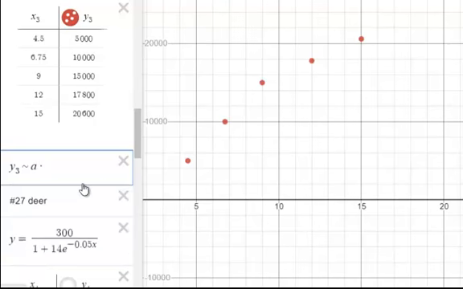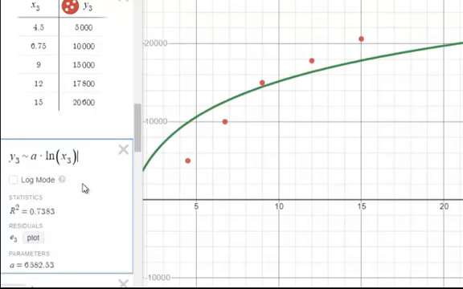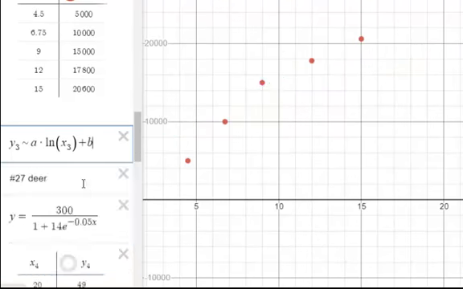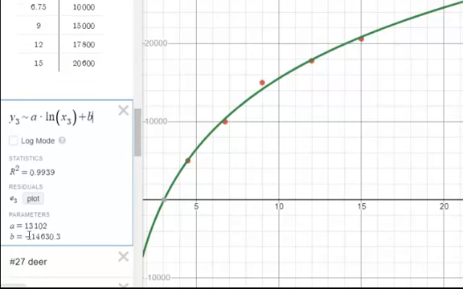Times x3, and then I'm going to put a plus b on there, and we see that, yeah, that actually looks pretty good. We also see that these parameters fit the ones that you find in the book.